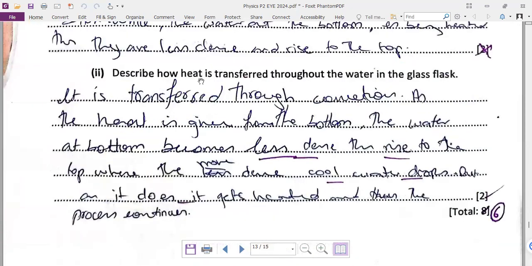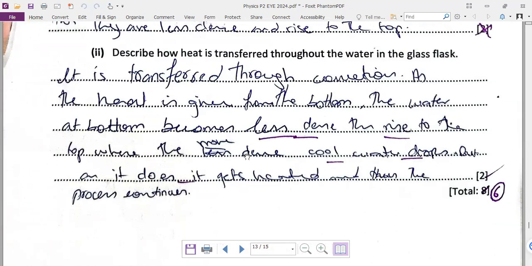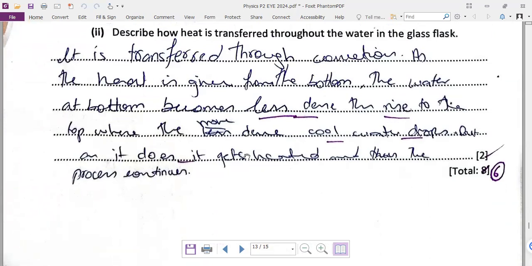Secondly, describe how heat is transferred. It is the convection question. First, the particles at the bottom get heat and they become less dense. They go up. Particles at the top are more dense. They go down, and that's how the process continues, and that's how the heat is transferred.